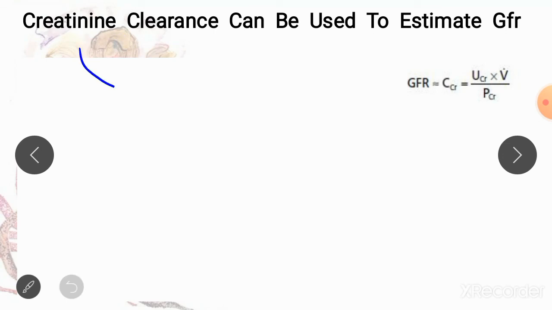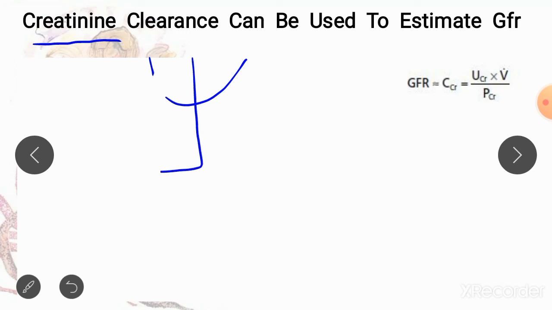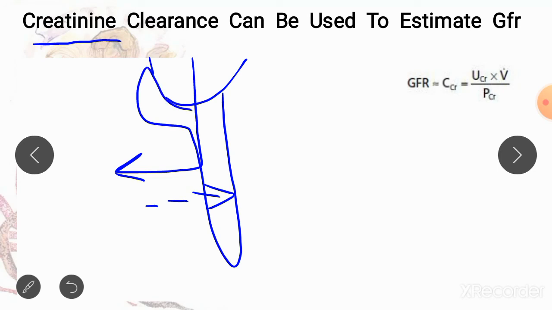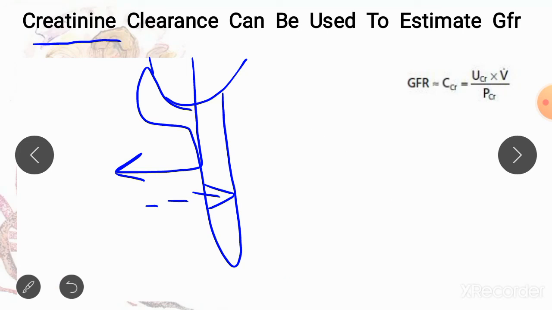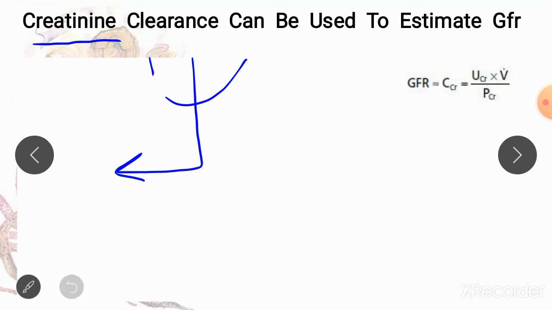But there are some disadvantages of using creatinine. One disadvantage, a very small one, is that creatinine is freely filtered and not reabsorbed, but a very, very minute quantity of it is secreted from the peritubular capillaries into the lumen of the nephron. So the amount which appears in urine is slightly greater than the amount which was filtered. These adjustments can be made in the final calculation to get an approximate reading of GFR.